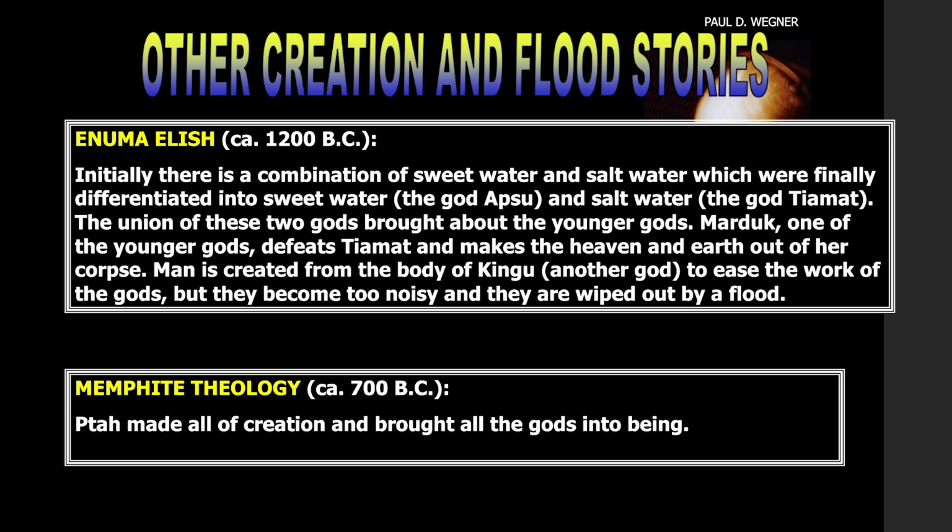Okay, then Enuma Elish, and it talks about there being a combination of sweet water and salt water, which then finally, when they differentiate, they become gods. So sweet water is Apsu, and salt water is Tiamat. Yeah. And then the union of these two gods brings about younger gods or lesser gods. Marduk is one of the younger gods. He defeats Tiamat and makes the heaven and earth out of her corpse. Right. And then at the end, the men are too noisy and they get destroyed by a flood. So there are certain elements that they're really concerned about, how noisy men were.